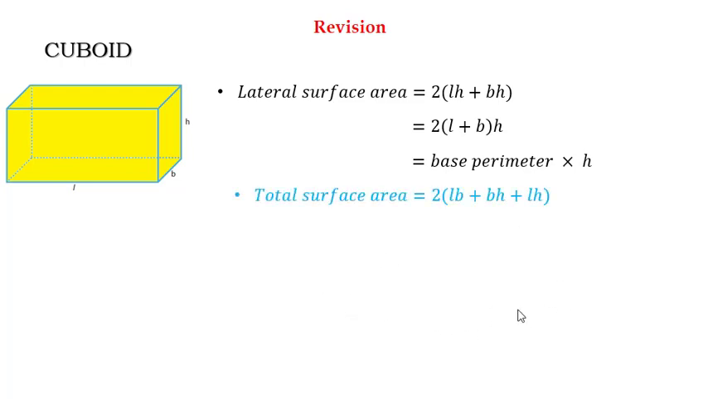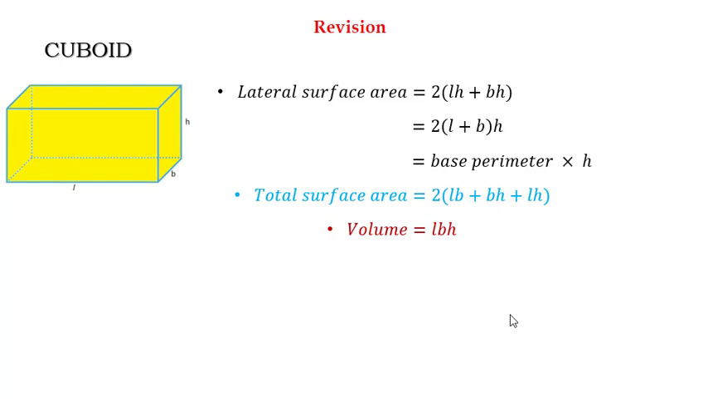Now total surface area. Total surface area is 2 times (LB plus BH plus LH), length into height. This is our total surface area. And finally volume is length into breadth into height. So in total surface area we have included this bottom and top area in the lateral surface area, and volume is, again you can also say that this is base area, that is L into B multiplied by height.